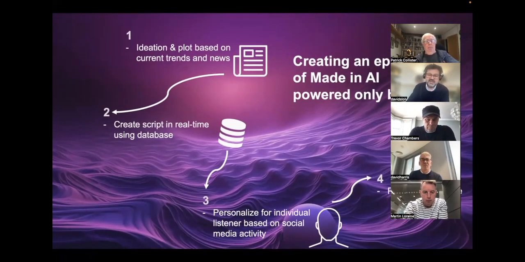I'm taking the project I just explained to you, made in AI, and I'm pushing it now where the ideation plot is based on current trends and news. So rather than just me asking it to come up with ideas, it will start looking at what the trends and news are that are going on right now. It then creates that script in real time using a database I've created where it knows what's gone before and how people in the script speak. It can then personalize an episode depending on who's listening to it.